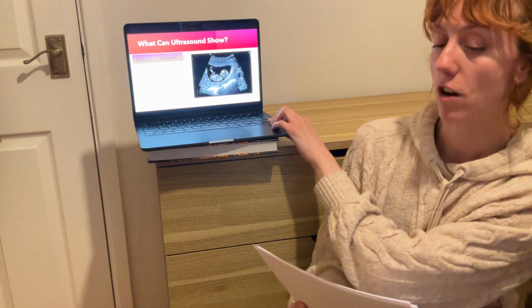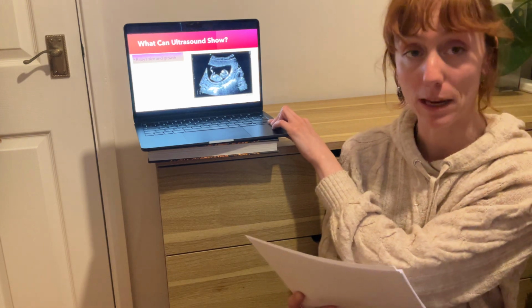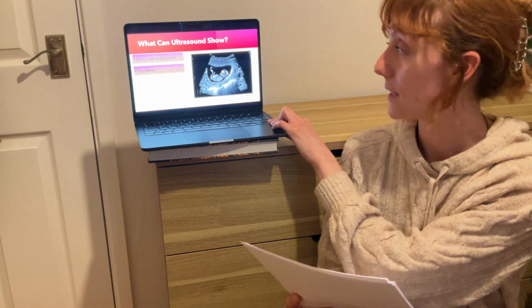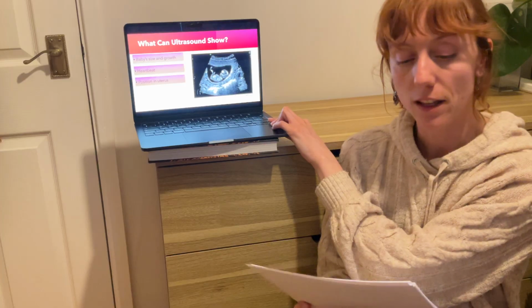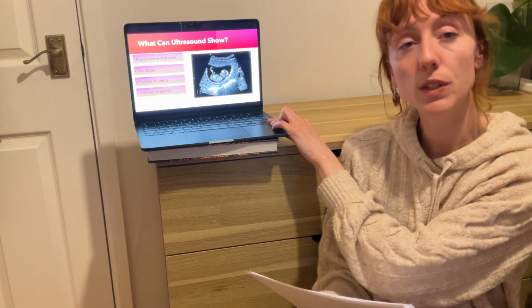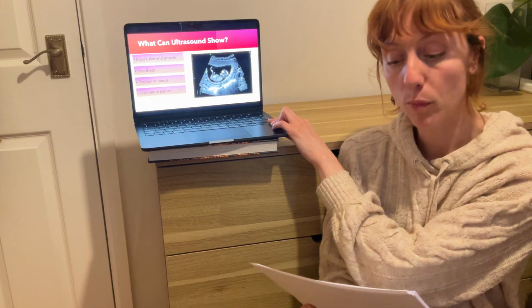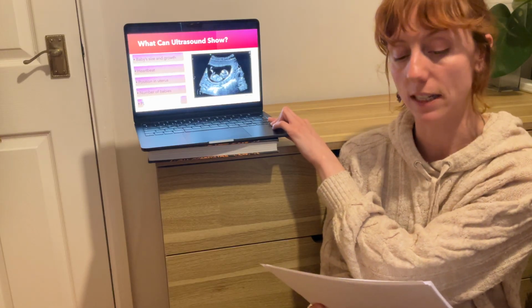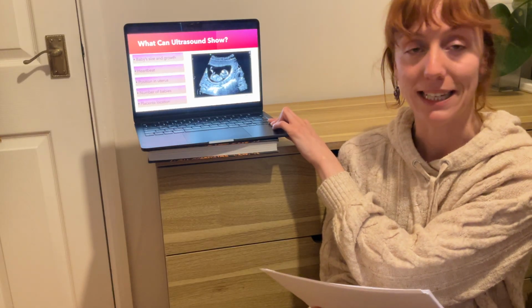Ultrasound scans provide a wide range of information about the baby's health. They can show the baby's size and growth, detect the heartbeat, and identify the baby's position within the uterus. They can also confirm how many babies are present and assess the position of the placenta, which is important for planning a safe delivery.